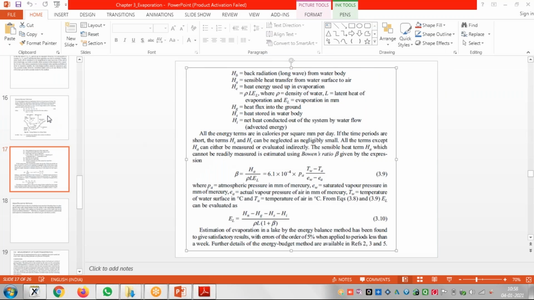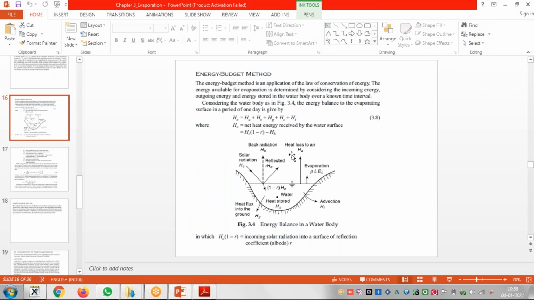But the simple basic rule is, whatever the incoming energy is here, you will see some of the solar radiation is coming. Some of the radiation is going inside, that is (1 minus R) into Hc. Some of the energy is going out, that is reflected, right? So these are all given with their notations.